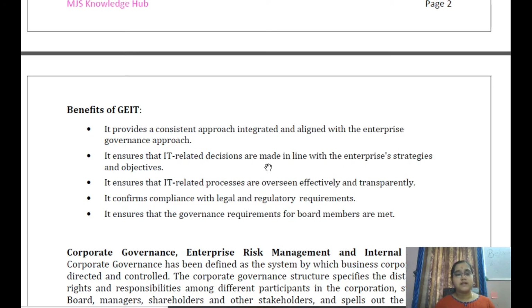So what are the benefits of GEIT? It provides a consistent approach, integrated and aligned with the enterprise governance approach. It ensures that IT related decisions are made in line with the enterprise strategy decisions. It ensures that the IT related processes are overseen effectively and transparently. It confirms compliance with legal and regulatory requirements. It ensures that the governance requirements for board members are met.